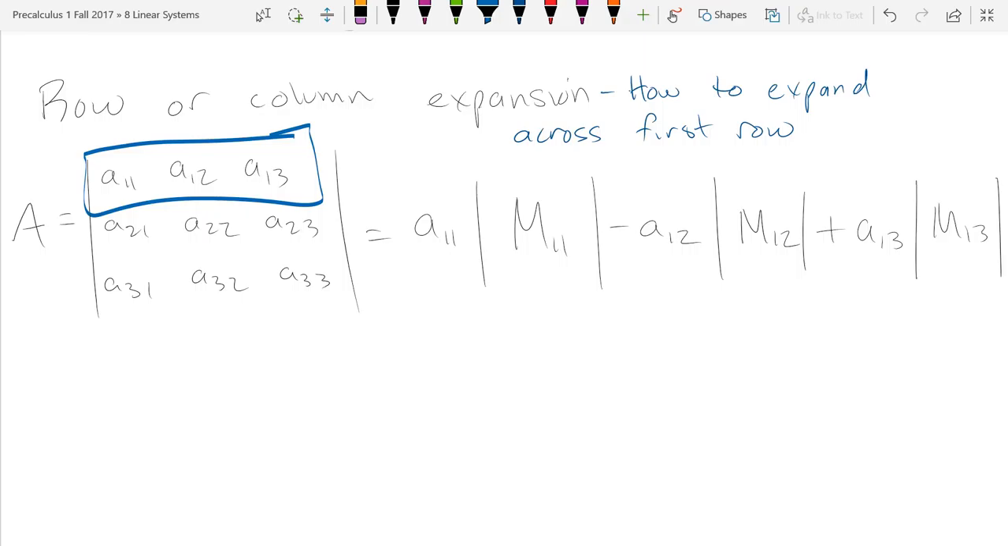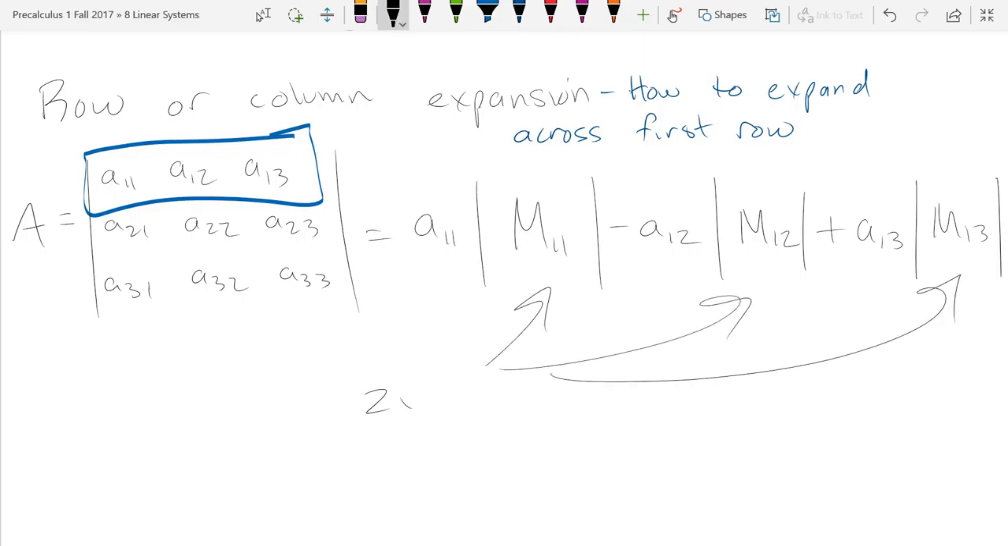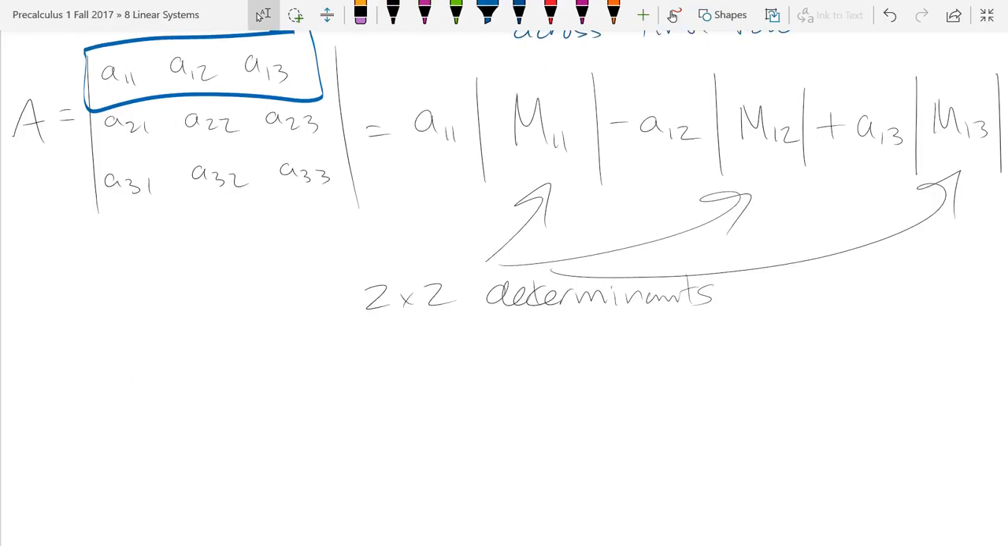And you know how to do 2 by 2 determinants. So this is the AD minus BC. So we know how to do the 2 by 2 determinants here. Where does the 2 by 2 pop up? Because all these minors are going to be 2 by 2s.